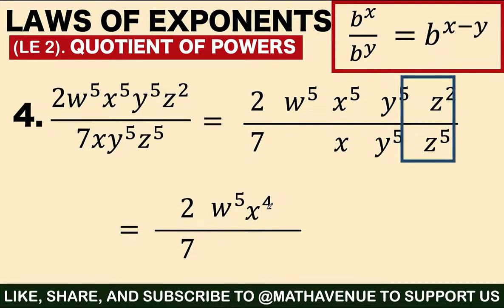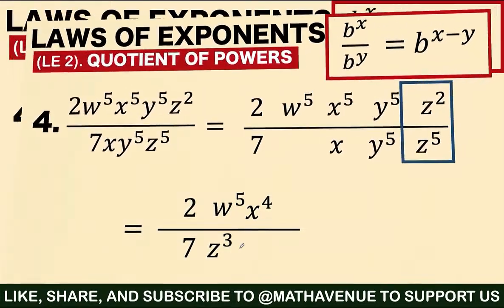And then c squared over c to the fifth. Notice that 5 is greater than 2, so the answer should be written in the denominator, and that is c to the third. As simple as that, we now have the answer.